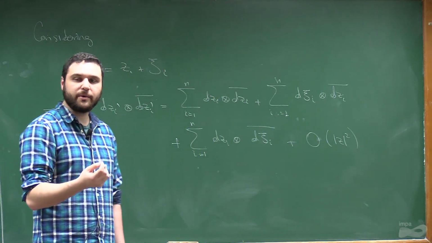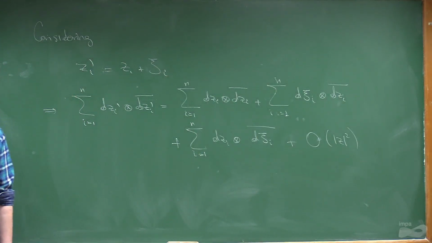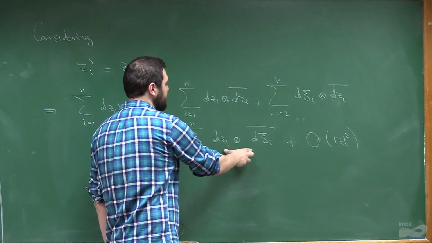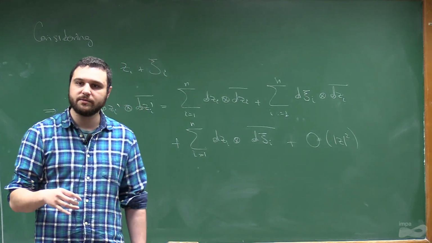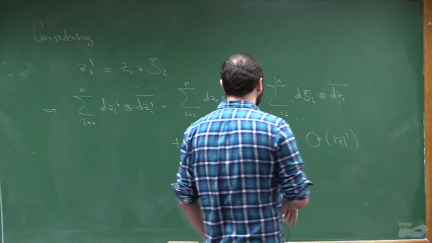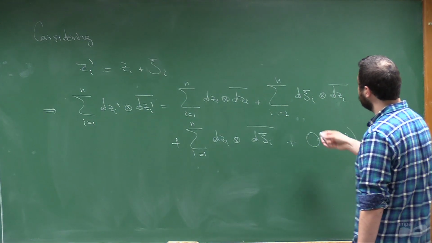Right? Because we're assuming that the chi's are 0 at 0. So when we take this tensor with both of them, we will have something of higher order. Okay? And so what is this? The only thing that we have to do is to compute this.